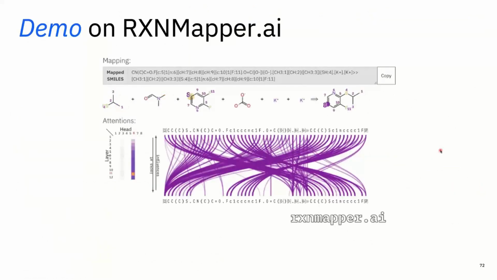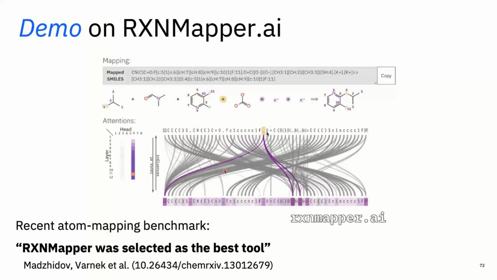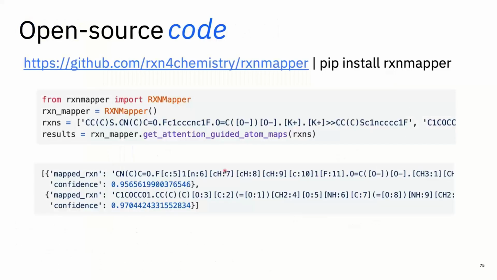If you want to try out Reactionmapper, we have a demo online on Reactionmapper.AI, where you can simply paste in your SMILES and look at the mapped reaction. But not only that, you can also explore other heads if you're interested to, and explore the internals of the model. And recently, there was a benchmark paper by the Warner Group, and Reactionmapper was actually selected as the best atom mapping tool, even better than some of the commercially available tools.